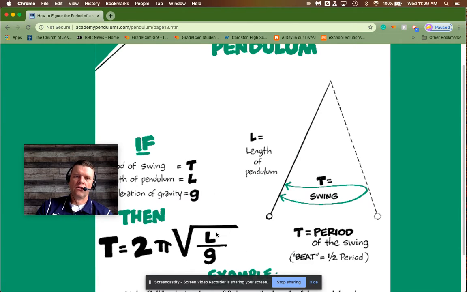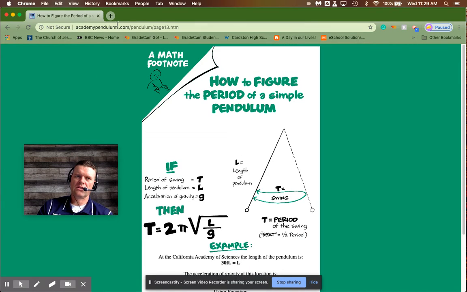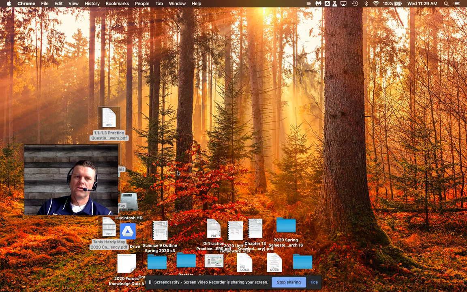Okay, and a period, you have to remember this for questions, the period is a complete swing. So that's all the way over and all the way back. Half of a period is just swinging from one side to the other. So a full period is the complete swing.